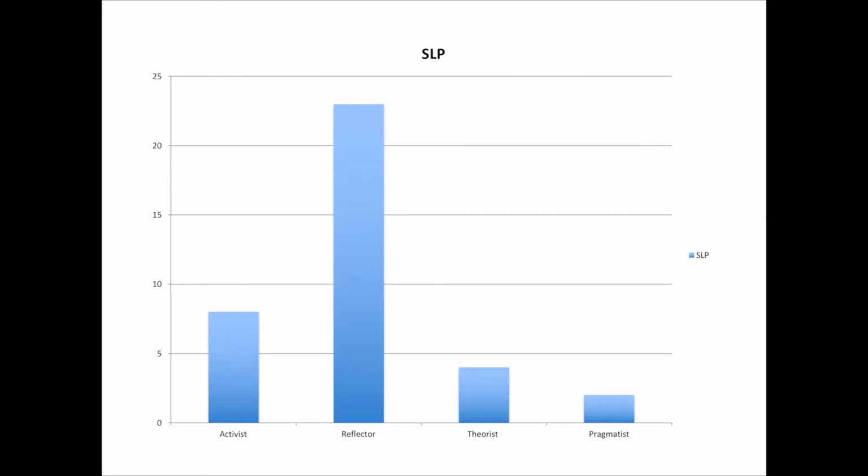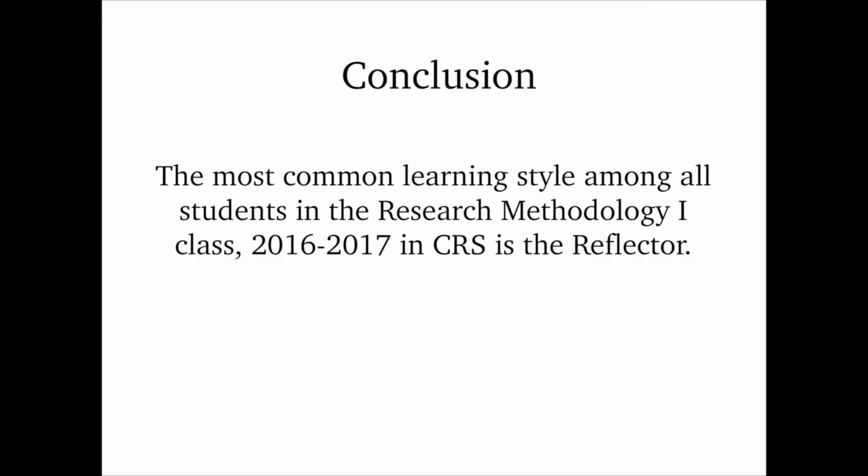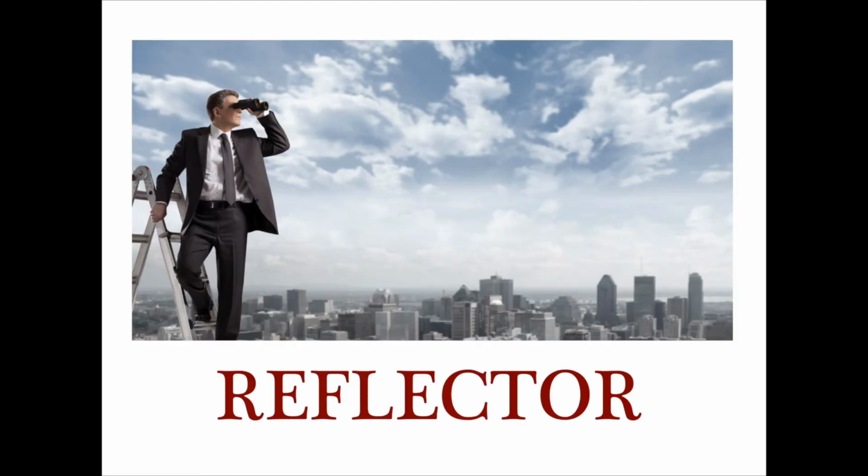For the speech and language pathology program, 8 were activists, 23 were reflectors, 4 were theorists, and 2 were pragmatists. This pie graph shows what the most common learning style is among the SLP students, taking note that the most common is the reflector. To conclude, the most common learning style among all students in the Research Methodology 1 class, academic year 2016 to 2017 in CRS, is the reflector.